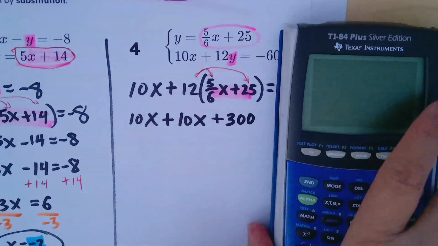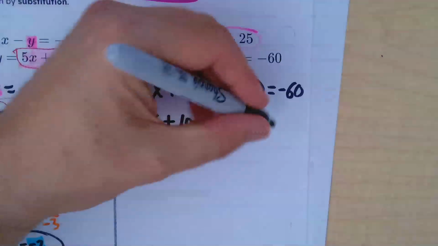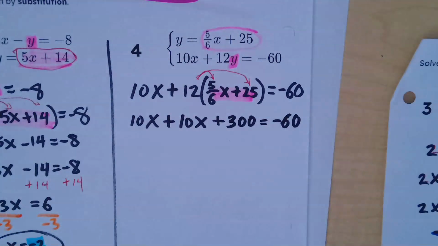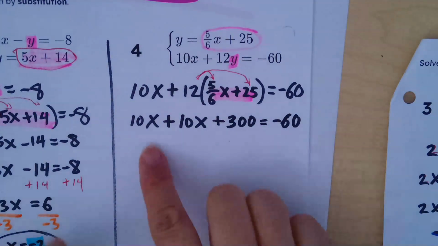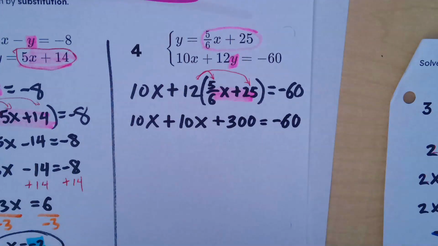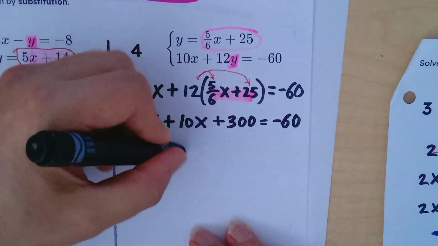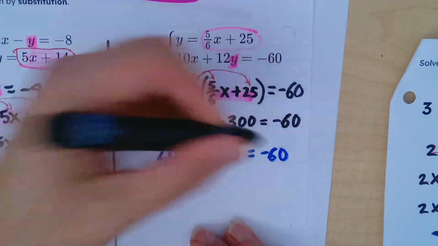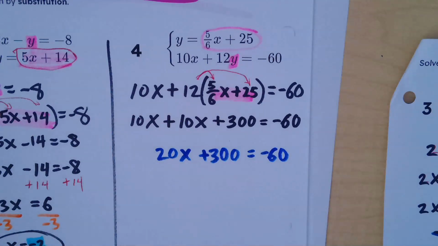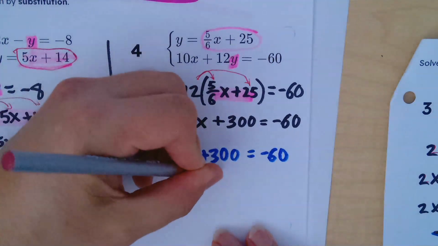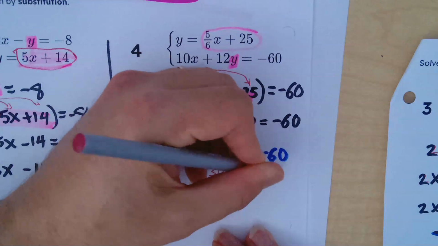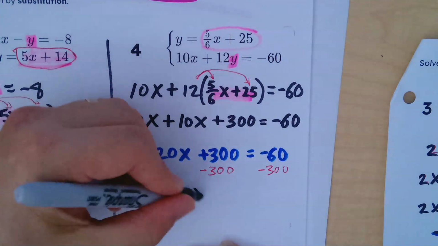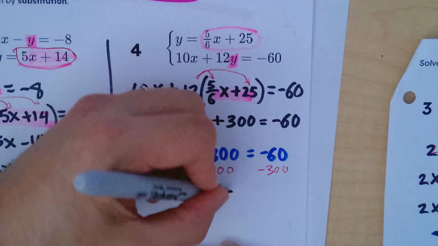Okay. Equals negative 60. You might want to hit rewind to see that again if you had any trouble with that. Okay. Now I've got 10x plus 10x, that's going to give me 20x plus 300 equals negative 60. Okay, let's subtract 300 on both sides. And then I got 20x equals negative 360.